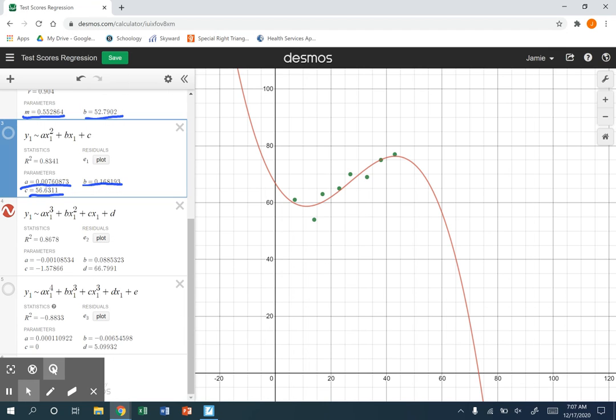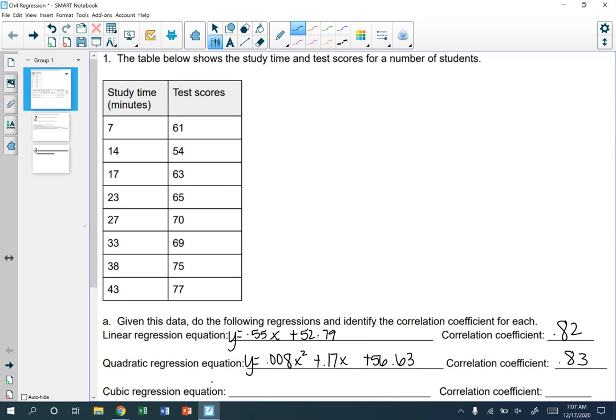Okay, so next is cubic. And here we see A equals negative 0.001, B is 0.089, C is negative 0.158, and D is 66.7. We'll do 0.80. And then our correlation coefficient is 0.87. So go ahead, fill in all of those values as well. Remember, this is cubic, right? Because it's third degree.